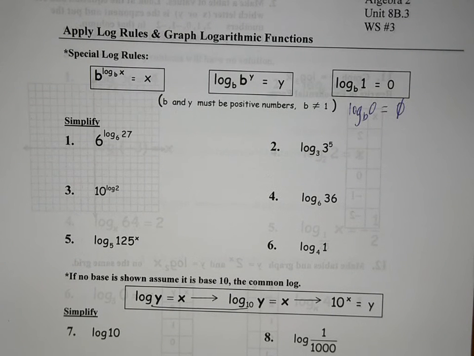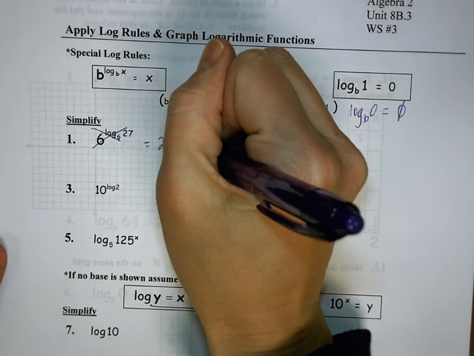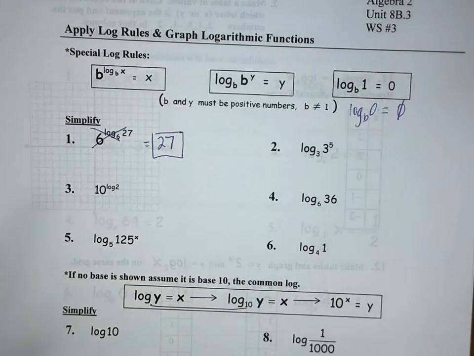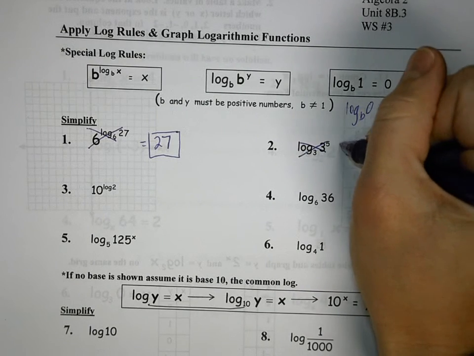Okay, so moving on. With those rules, hopefully you can figure out the answers to most of these questions. On number 1, what do you think the answer is? 27. Good. These match, so they cancel out. Your answer is 27. Example 2. The answer is 5. These match. The answer is 5.